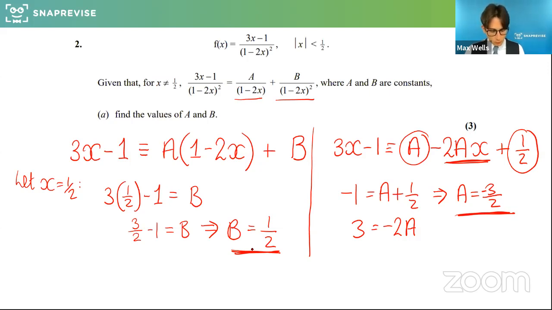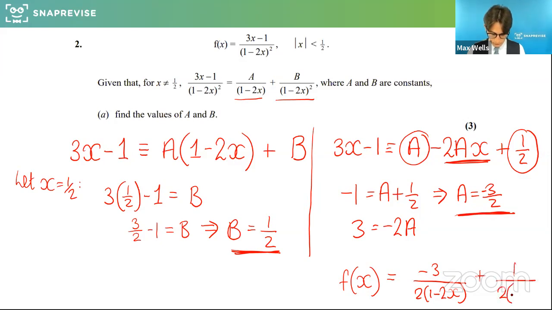Okay, so what we end up with for this question is that f of X can be written as, and this is another thing we've got to do carefully, A was minus 3/2, so that's minus 3 over 2 lots of 1 minus 2x. That 2 can kind of just get absorbed into the denominator there. Plus 1 over 2 lots of 1 minus 2x squared. Okay.